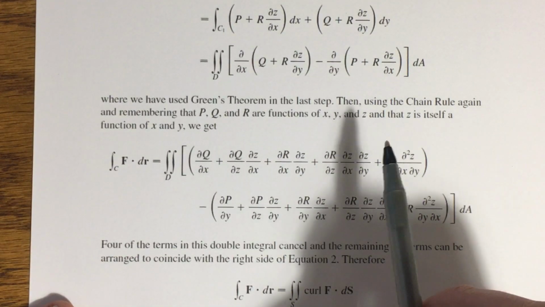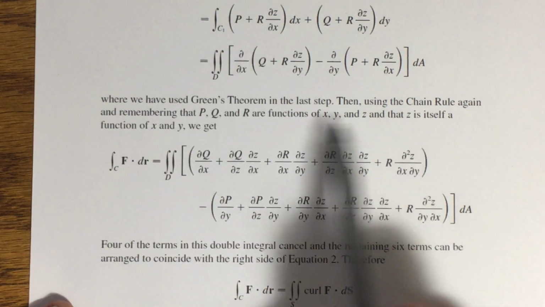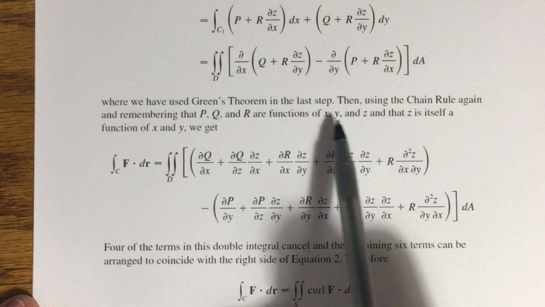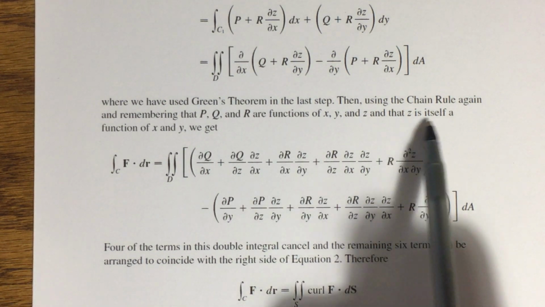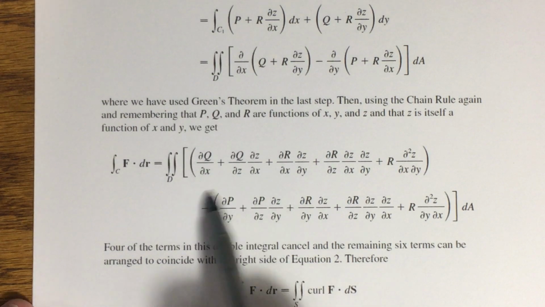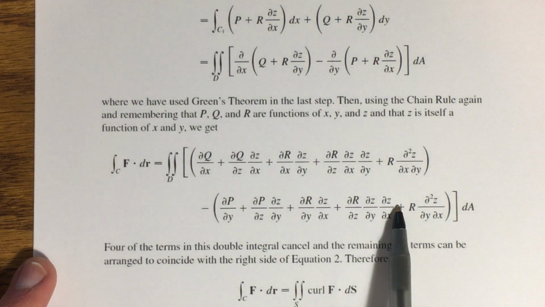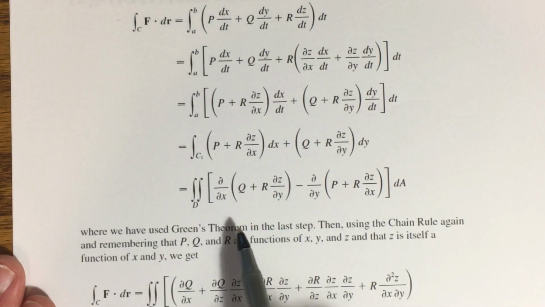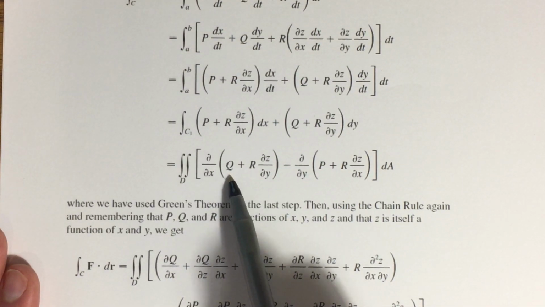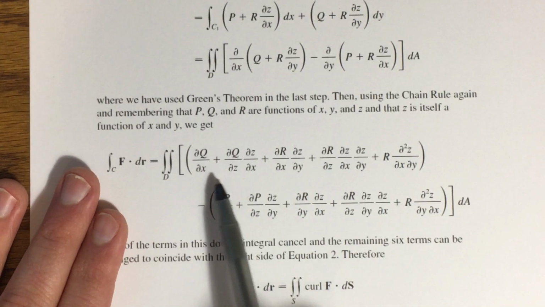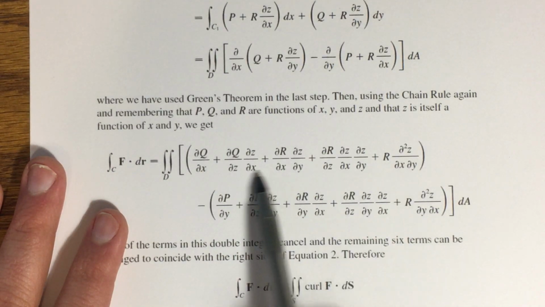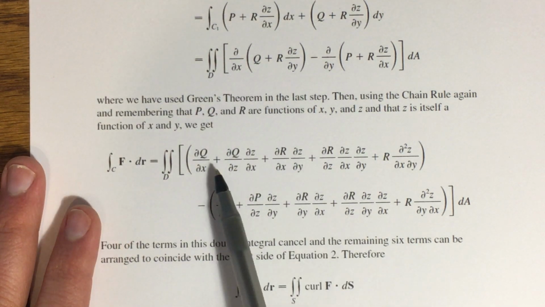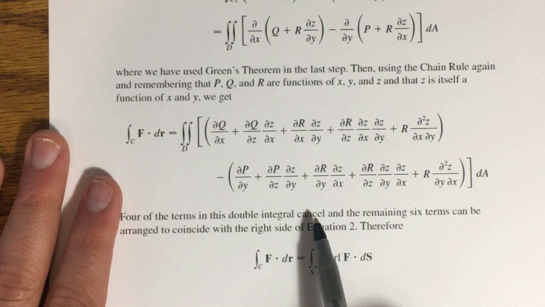Now, you'll see this is straight out of your book. It says then using the chain rule again and remembering that P, Q, and R are functions of x, y, and z, and that z itself is a function f of x and y, we get this. Now this is a very, very messy integrand, but basically, without walking through every single little step here, what it's saying is that if I take the partial derivative of this guy with respect to x, it expands way out into this thing. And again, this is actually just an application of the chain rule to a couple of these functions here.